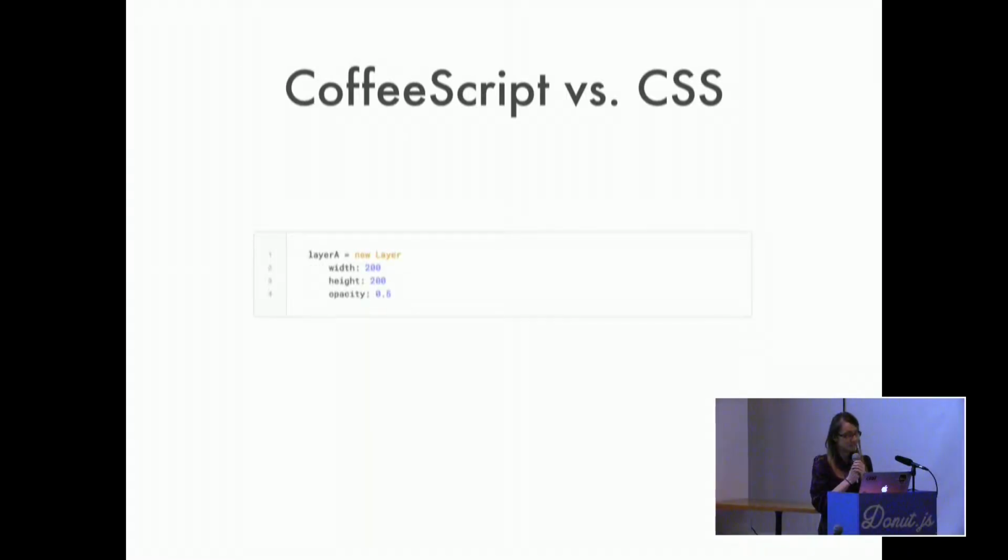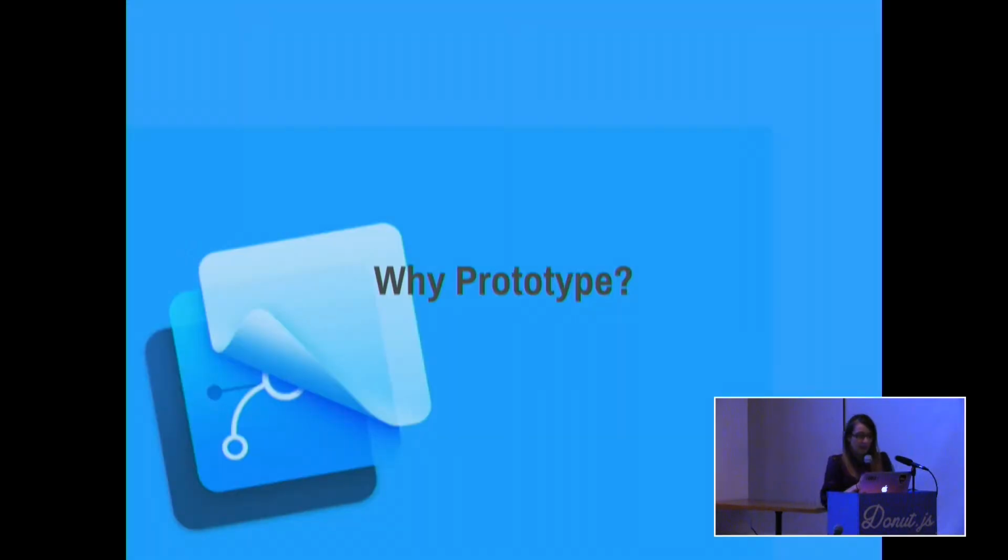So CoffeeScript versus CSS, I actually feel like the base unit that you use in any Framer projects is the layer. And the way you write out a layer feels very similar to CSS properties. This maybe takes a couple of hours to start getting used to, and as long as you write JavaScript every day, you'll pretty much get used to it pretty easily. But let's talk about prototyping.